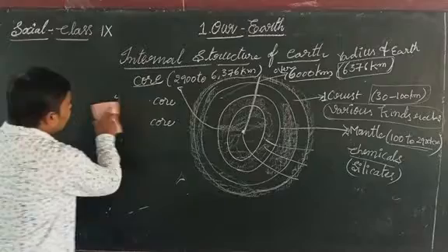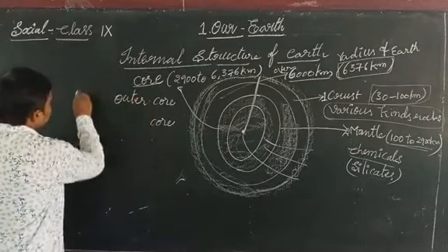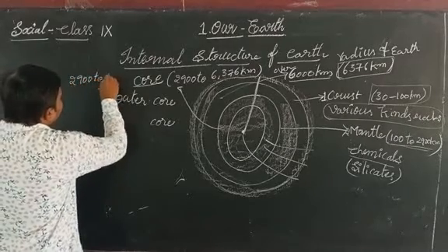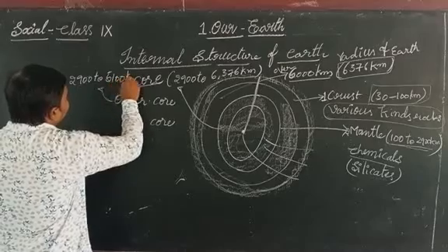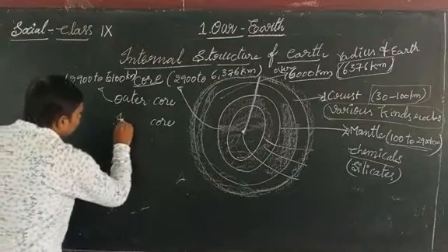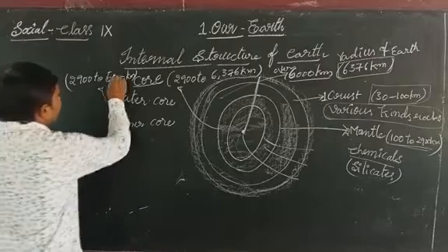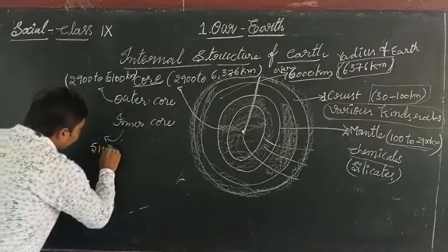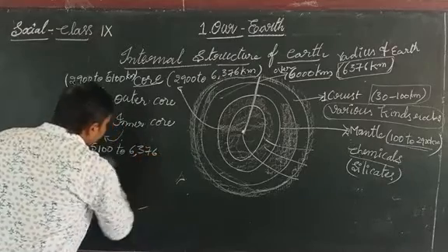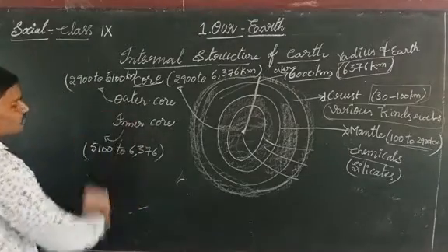If you see the outer core part, this extends between 2,900 kilometers and 5,100 kilometers. This is the range of the outer core, and the inner core varies between 5,100 kilometers and 6,376 kilometers. This is the entire part of the core.